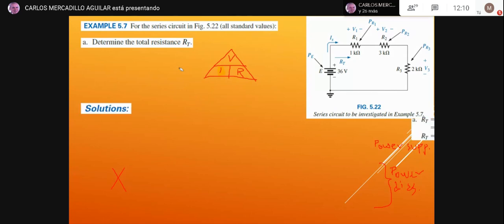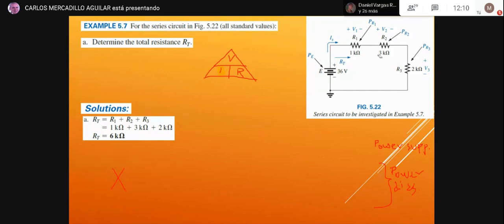Total resistance, here is the solution. There are only three resistors: 1 plus 3 is 4, plus 2 is 6. 6 kilo ohms. We are not converting to ohms because they are all kilo ohms. All three are kilo ohms.